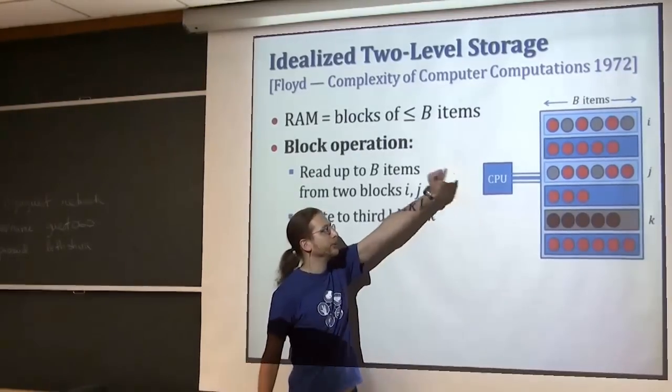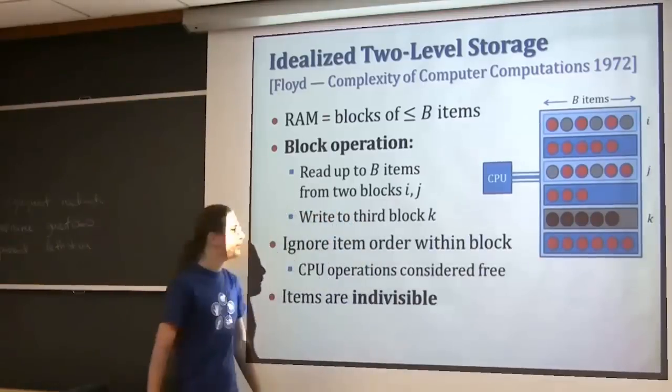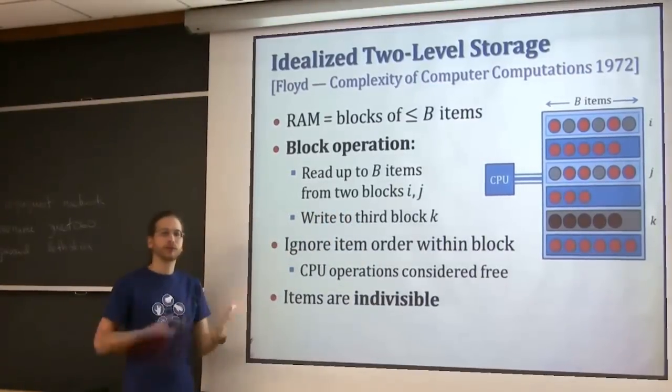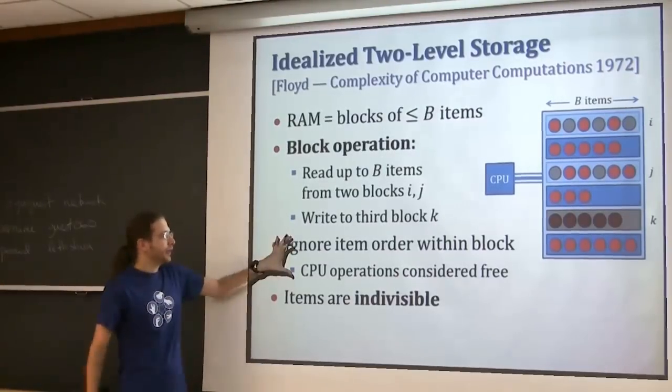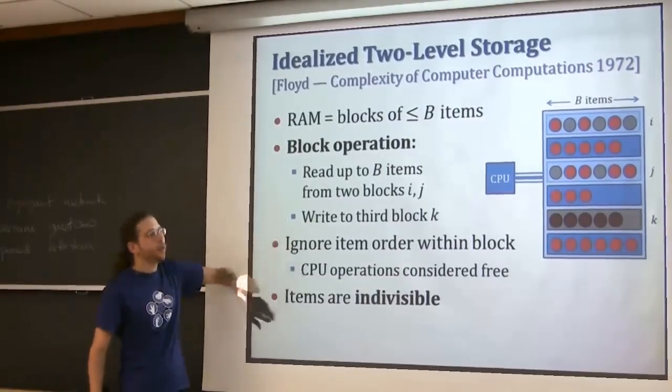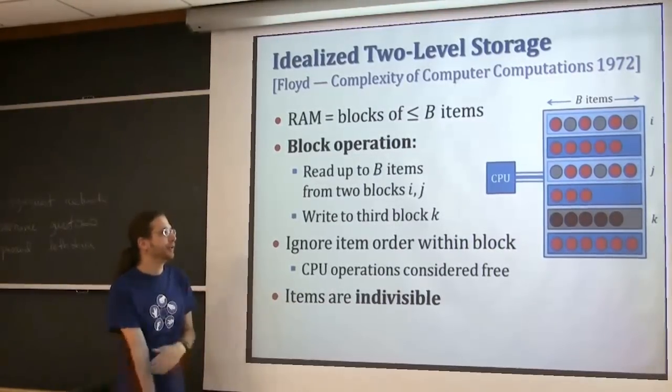You can read 2 blocks, take up to B items out of them, stick them in here. Here we just ignore what the order is within a block because we're assuming you can just rearrange once you read them in and spit them out. So don't worry about the order within the block. It's more for every item, which block is it in? And we're assuming here items are indivisible.